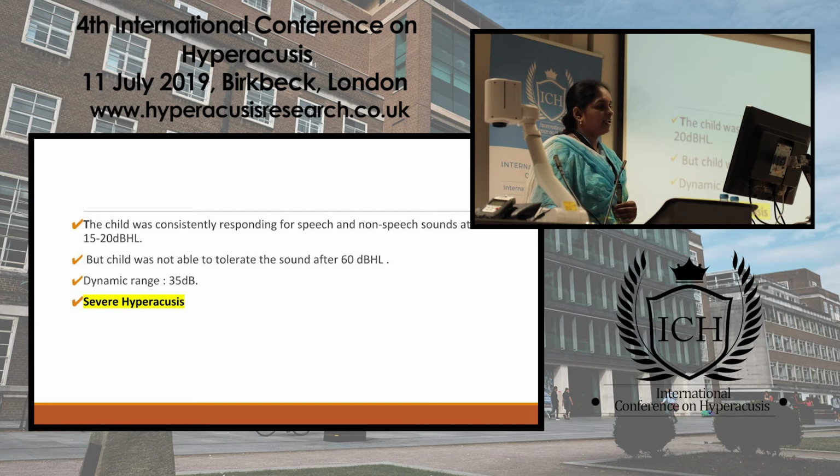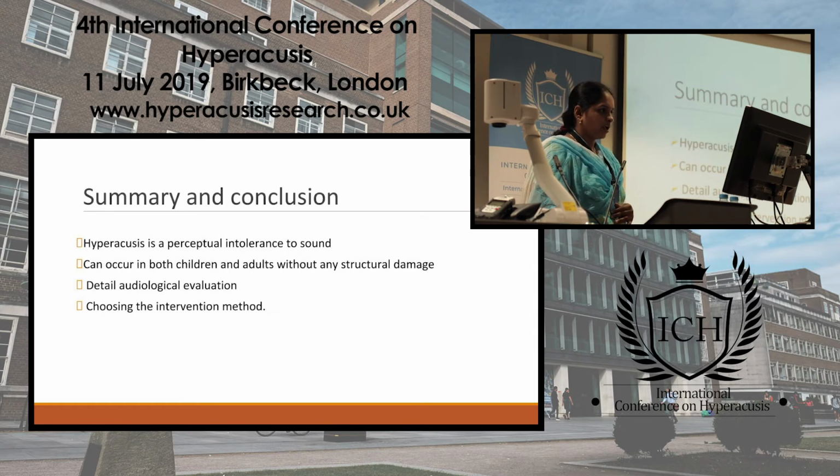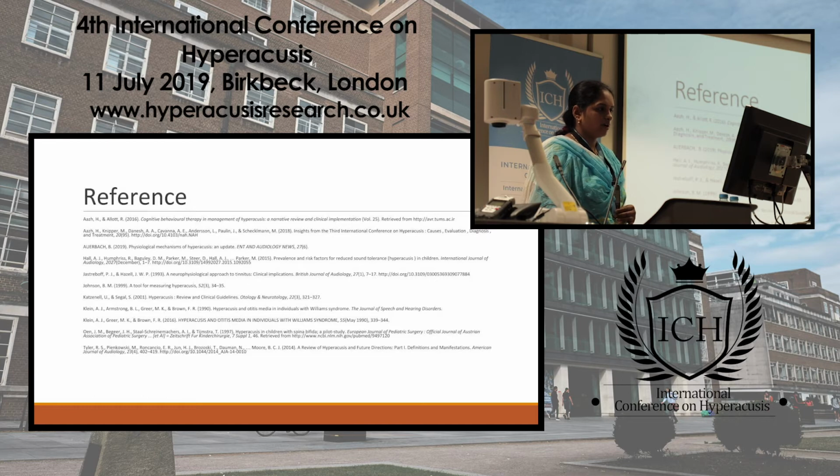The child was consistently responding to speech and non-speech sounds at 20 to 25 dB HL, but was not able to tolerate sound after 60 dB HL. The dynamic range was 35 dB, so we thought it was a severe hyperacusis case. The possible mechanism in this case may be an immature but normally developing auditory system. To conclude, hyperacusis is a perceptual intolerance to sound. It can occur in both children and adults without any structural damage. Detailed audiological evaluation is very important, and choosing the right intervention is also very important. These are a few references I have followed.